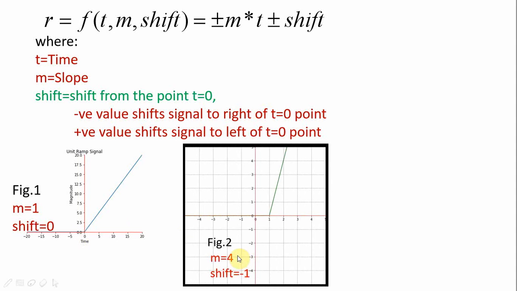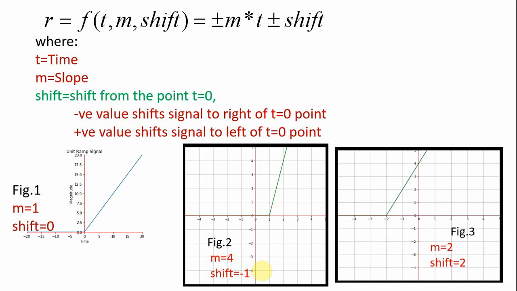Figure 2 represents a ramp with slope equal to 4 and shift equal to minus 1. Shift equal to minus 1, that is the negative shift, indicates that the ramp is shifted to the right of the t is equal to 0 point. You observe that the slope is positive 4, that is for an increase in t by 1 unit, there is an increase in magnitude of 4 units. Suppose if it is negative, it will be a decrease.